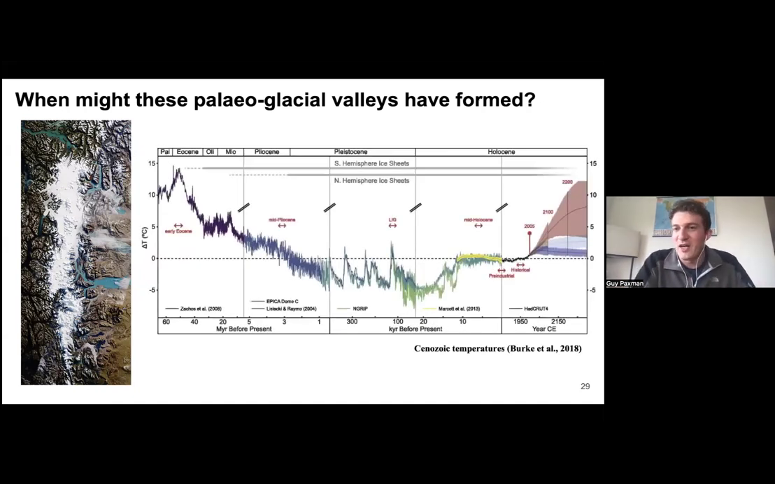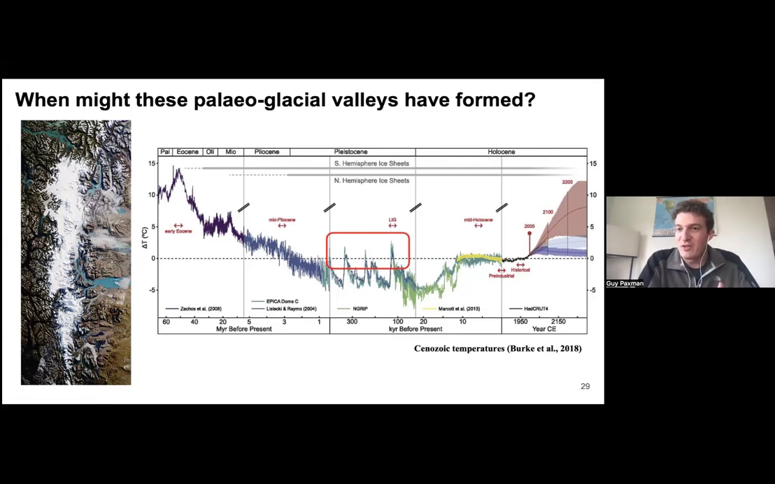So if we use our geological timescale here, this is a temperature record through the Cenozoic. And we're particularly interested, I guess, in times when the ice sheet in Greenland was smaller than it is today, particularly in the context of future climate change. As you can see here, the first obvious candidates to look at would be the interglacial periods of the Pleistocene. So these relatively warm periods where temperatures were elevated relative to today.